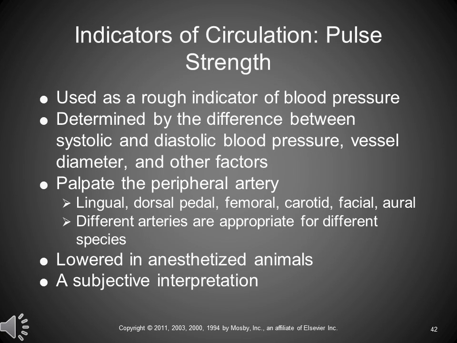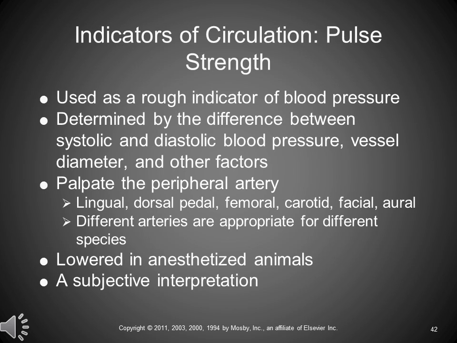Pulse strength is another good thing to measure. Pulse strength is a good indicator of circulation. It can be a good indicator, a rough indicator, an approximate indicator of blood pressure. Okay? It is determined by the difference between systolic and diastolic blood pressures, the vessel diameter, and other factors. Okay, high blood pressures, decent systolic pressures, good vessel diameters, you're gonna have a good pulse.